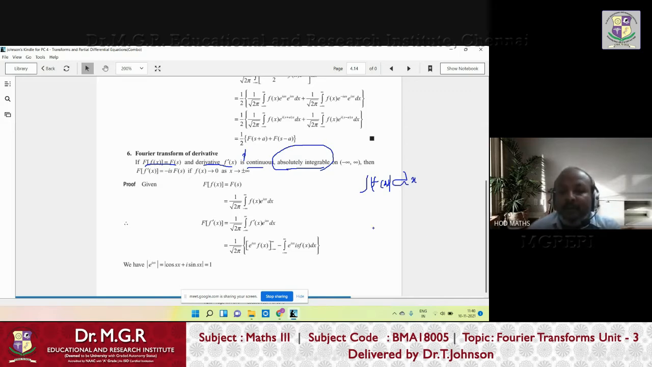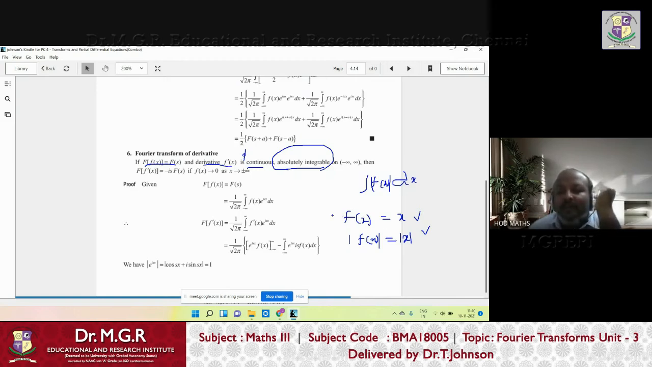What is mod of f of x? Suppose f of x is a general function equal to x, then the modulus of f of x is nothing but mod x. So now f of x is different from mod of f of x. If f of x equals x, then mod of f of x means mod x. This is for any function: if it is cos x, it is mod cos x; if it is log x, it is mod log x.